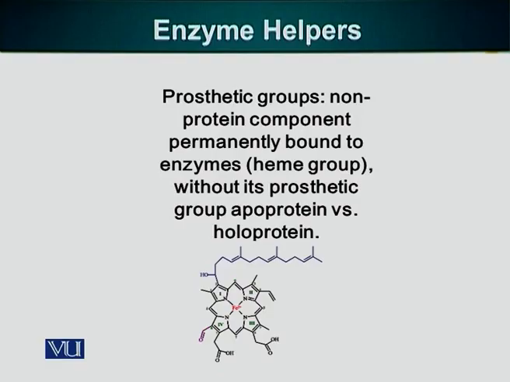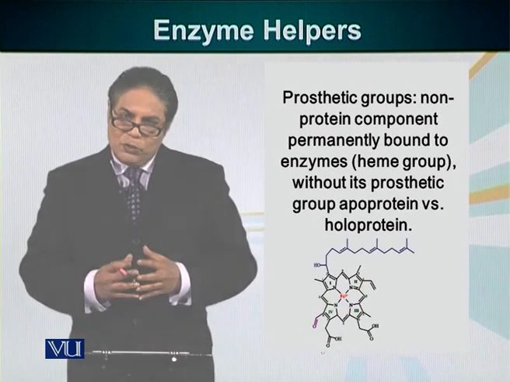Prosthetic groups are non-protein components permanently bound to enzymes. Heme is an example. See the structure of heme on the screen also. Without its prosthetic group, the protein is the apoprotein, whereas when the prosthetic group is attached to the enzyme, it's called the holoprotein.